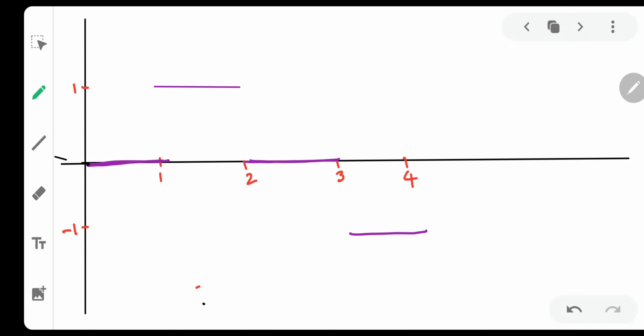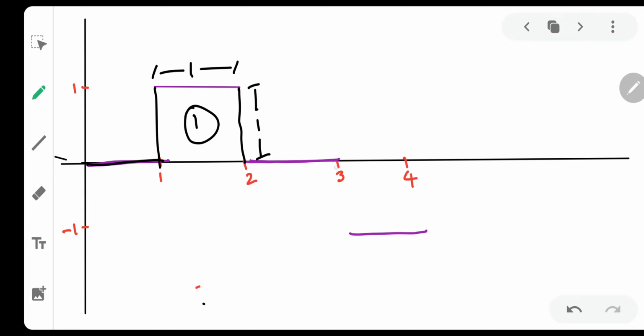Now observe, from 0 to 1 the area is 0 only, and from 1 to 2 the area is this, right? What will be the area? This is 1 unit and even this is 1 unit. So it is basically a square. The area would be 1 square unit, and from 2 to 3 it is 0. From 3 to 4, again it is 1 by 1, so the area will be 1. But this is a positive area and this is a negative area because it is downside.